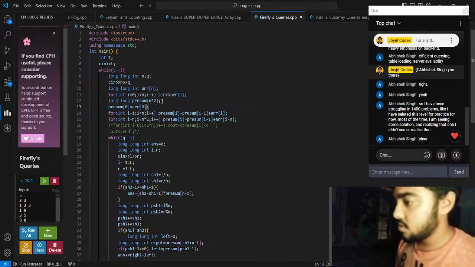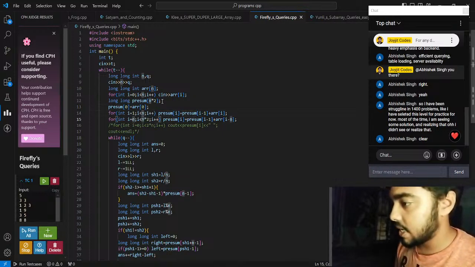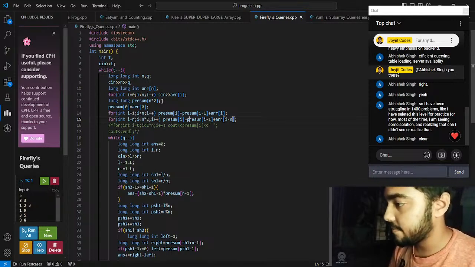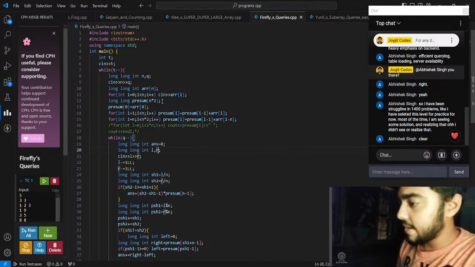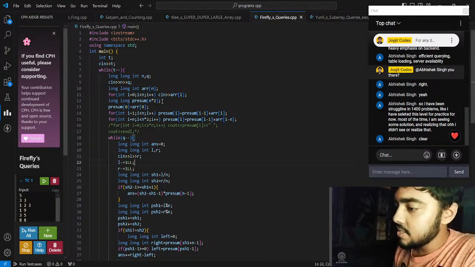Now prefix sum of 0. I'm just calculating the prefix sum. So for the first n terms it is the same, and for the next n terms we are just duplicating it. Okay, we are just duplicating it. Clear?